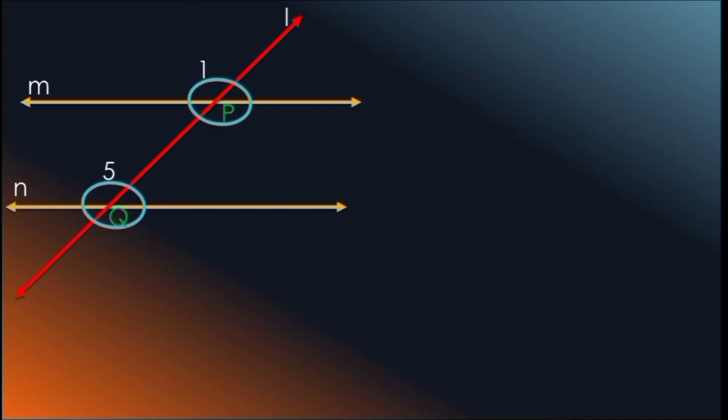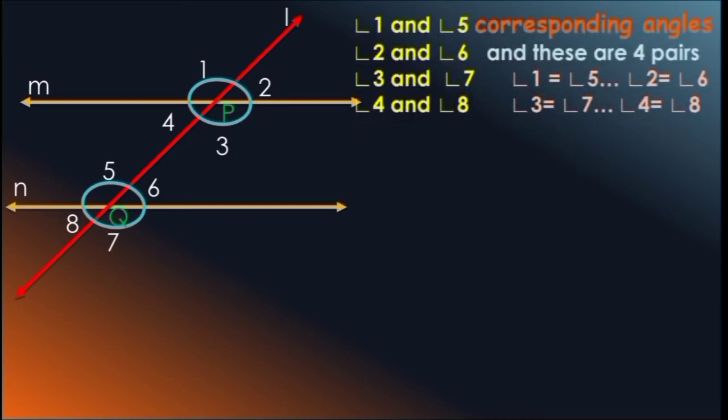Same figure I am taking. Observe carefully. Angle 1 and angle 5: one is exterior and one is interior, same side. And angle 2, angle 6: same side, but one is exterior and one is interior. And observe one more pair, angle 3 and angle 7: one is interior and one is exterior. And one more pair is also there, angle 4 and angle 8. What are these angles? This type of angles are called corresponding angles.